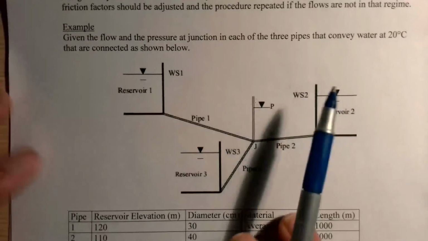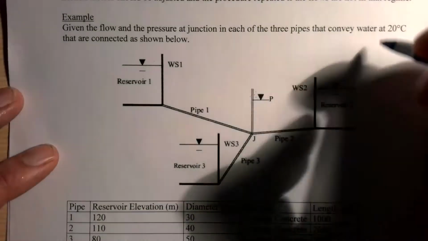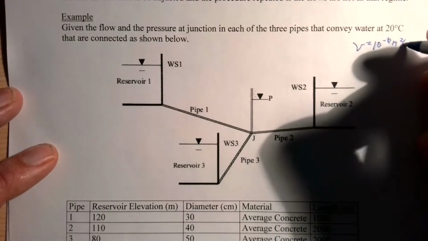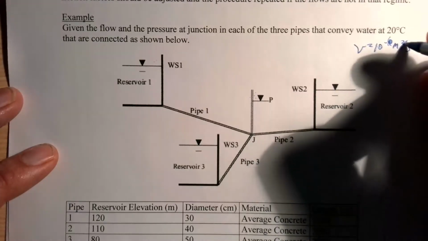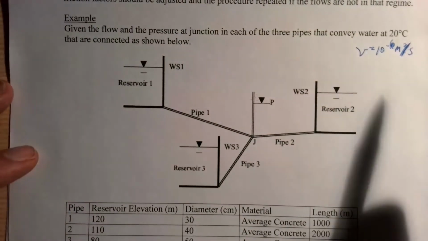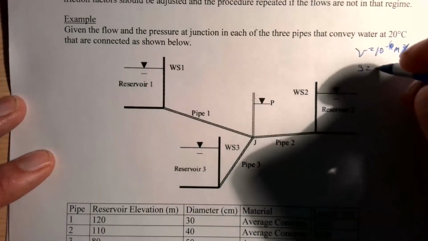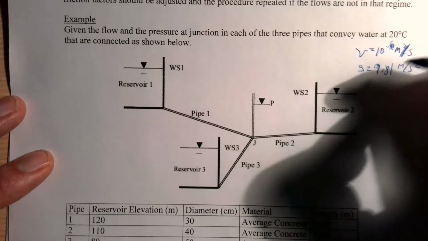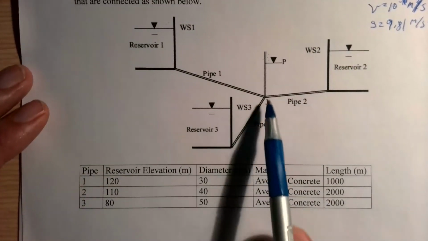So here's an example. We are given the 3 reservoirs. We're told that it's conveying water at 20 degrees, so we have nu is 10 to the minus 6 meters squared per second. I've been using this in all my videos. It doesn't really matter though. If it's something else, it's not going to make the problem harder, you just have to look it up. We're going to have g equal to 9.81 meters per second squared because we are looking at metric units once again. And then down here we're given the information for each of these 3 pipes.